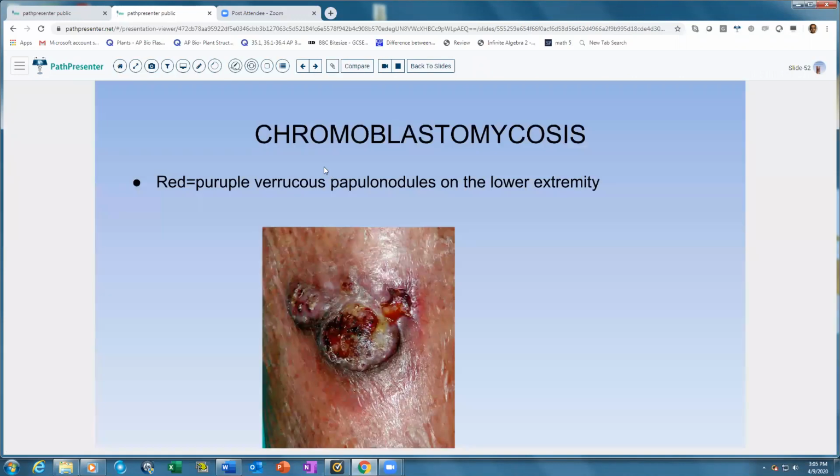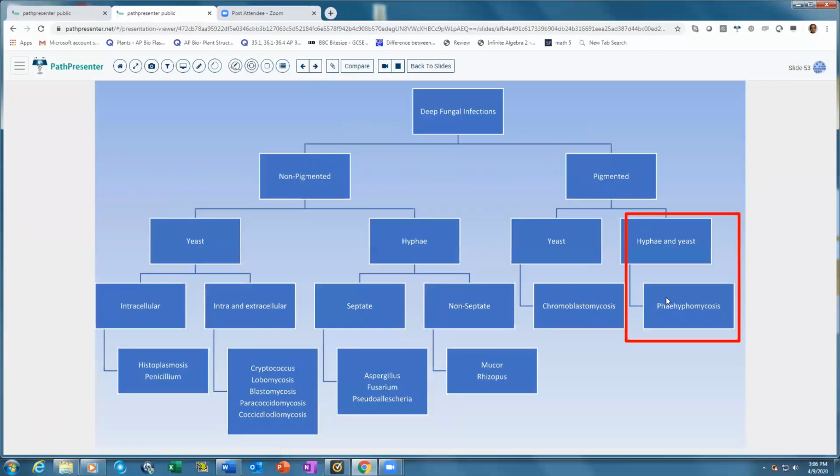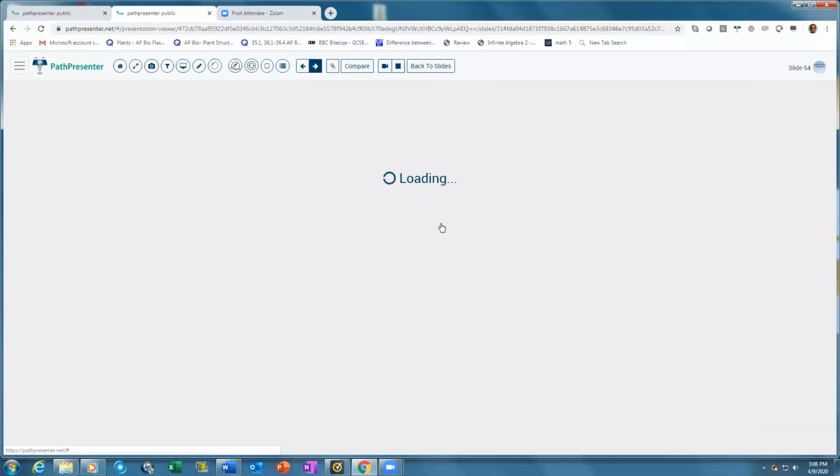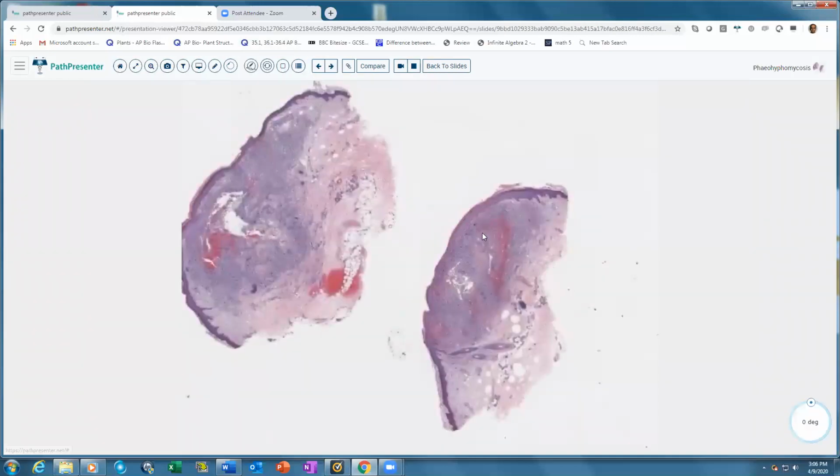And so these clinically present as red, purple, verrucous papulonodules on the lower extremities, but they can occur on other parts of the body. And when we talk about Phaeohyphomycosis, they usually present with both the pigmented yeast, so both the yeast and the hyphae form.